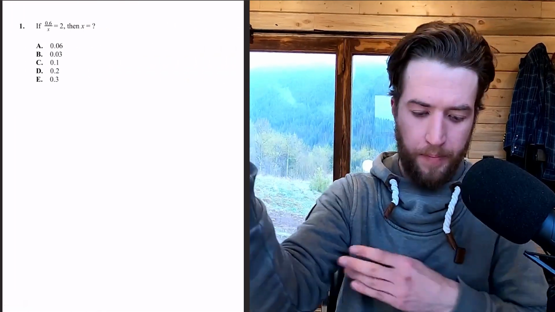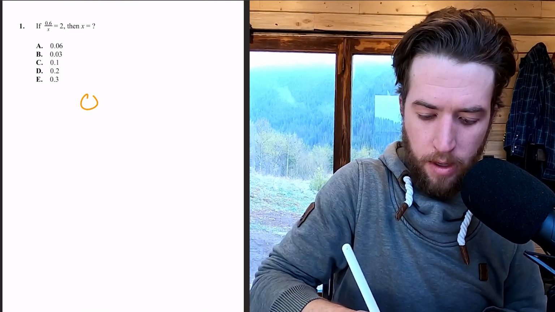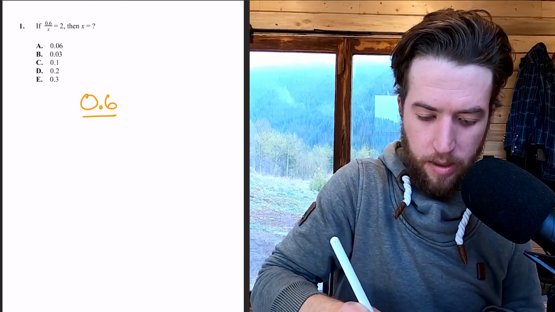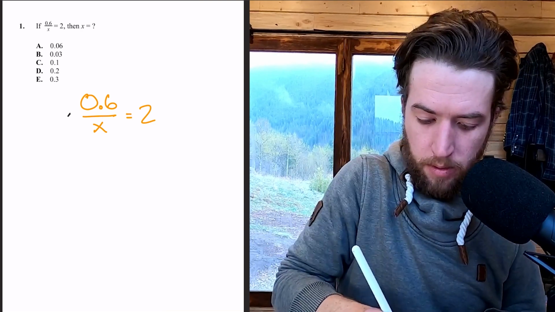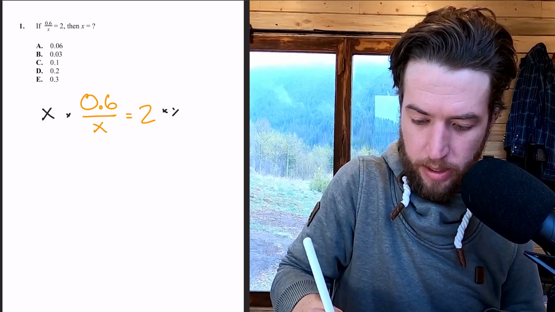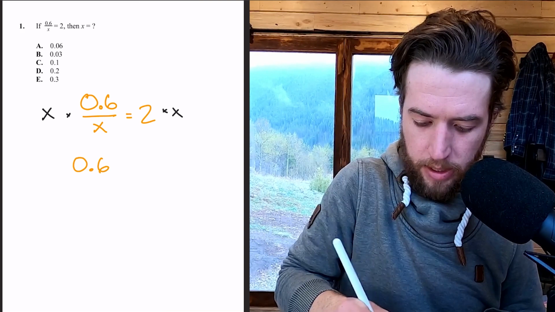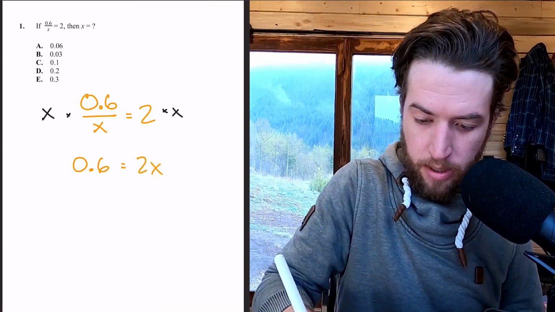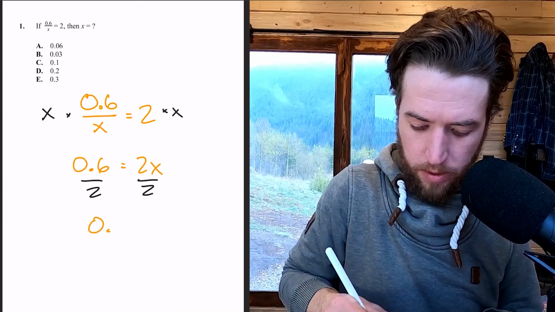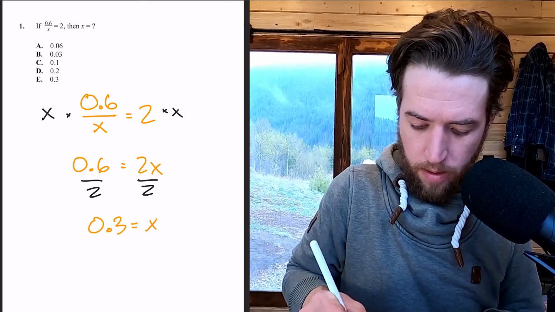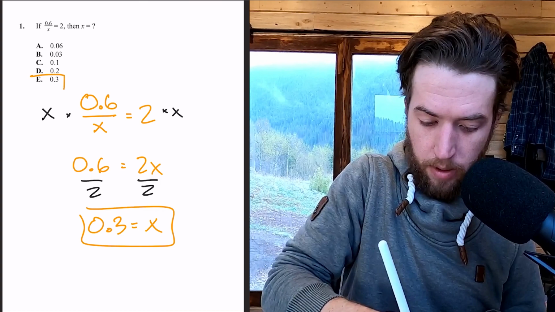Okay, so starting off here, if 0.6 over x equals 2, what is x equal to? Let's multiply by x on both sides. So 0.6 equals 2x, divide by 2 on both sides. Therefore, x equals 0.3. There we go, answer E.